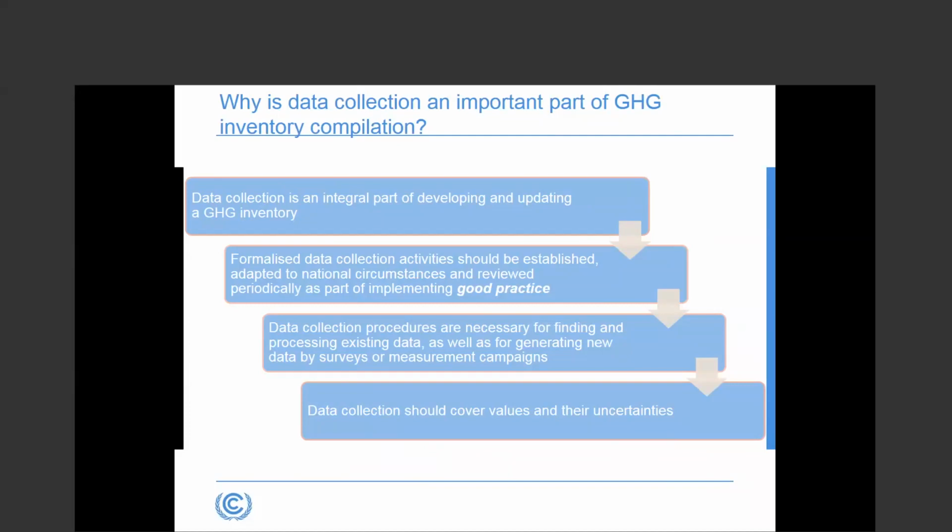Secondly, it is an IPCC good practice to establish formalized data collection activities that should be adapted to national circumstances and reviewed periodically. Finally, last but not the least, the data collection procedures are necessary for finding and processing existing data, as well as for generating new data by surveys or measurement campaigns. Please note that data collection should have values and uncertainties, because we need to be aware how trustworthy our data are. Next slide, please.